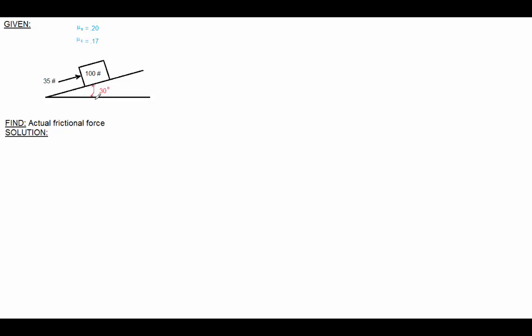Since we don't really know what's going on, the first step here is to assume the condition of static equilibrium and figure out what that frictional force would have to be in order to hold it at static equilibrium. So to start the free body diagram, I'm actually going to rotate the object 30 degrees. This is not frequently done, but in this case it's going to help. So when I draw my sign convention, I'm going to draw it rotated 30 degrees off the horizontal.